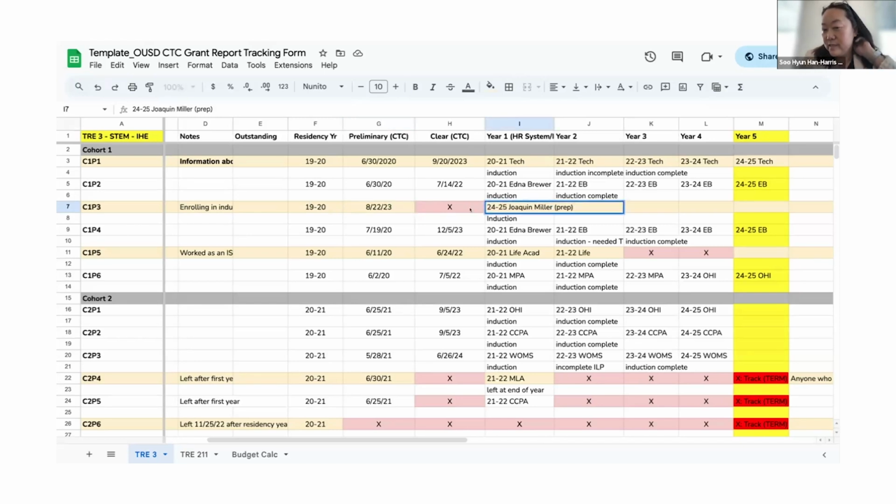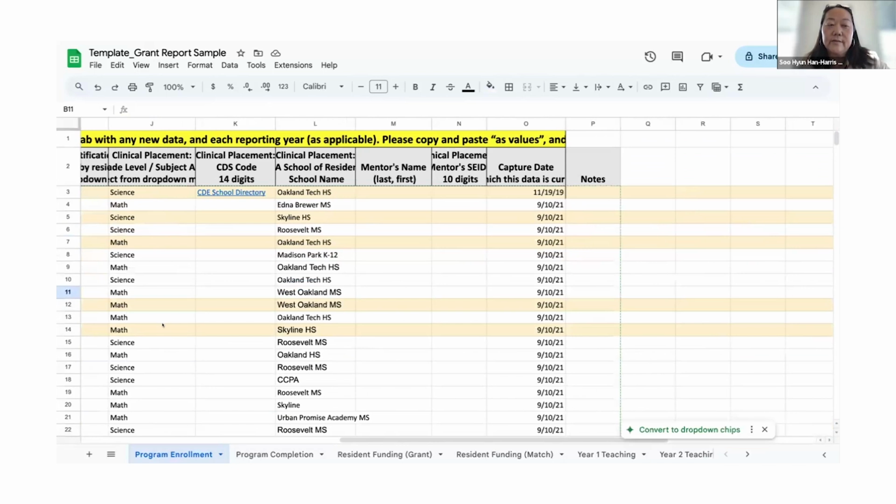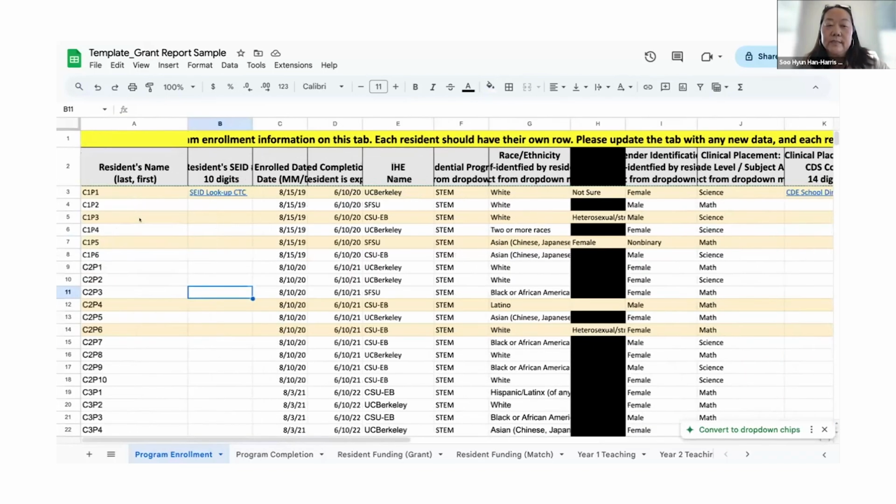So I talked to this person at the beginning of the year. They're like, I found a position. So they're teaching, and this is the only thing that you'll see on the grant reporting sheet. So let's pop over there real quick. Okay, so that's cohort 1, person 3.